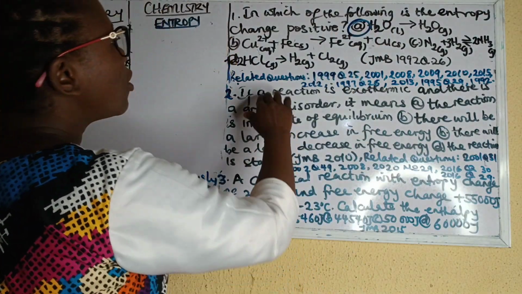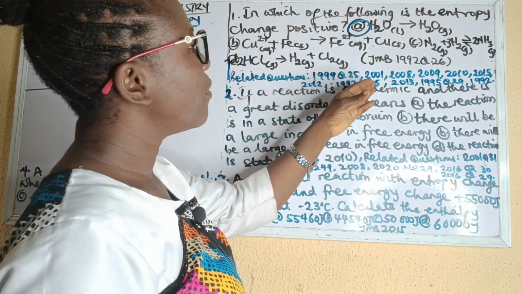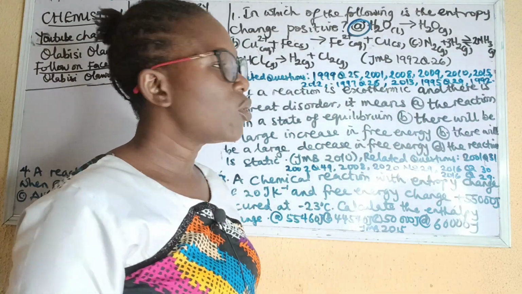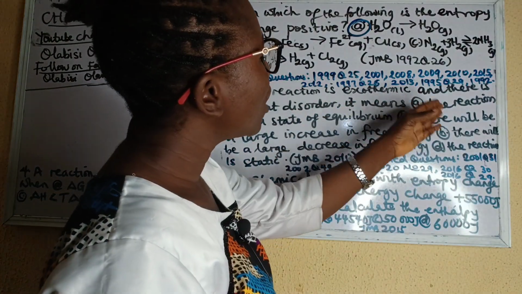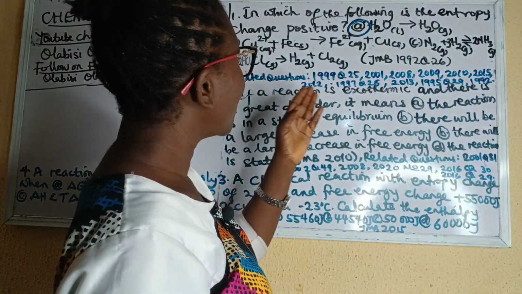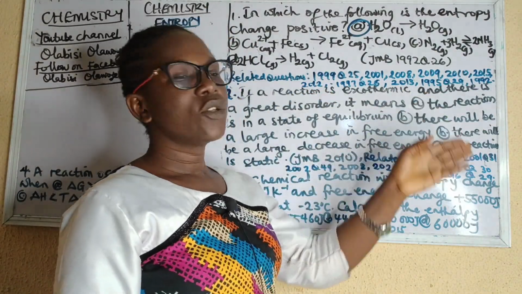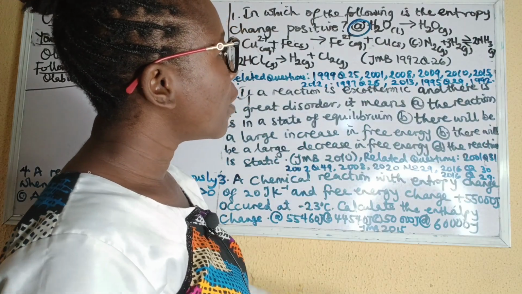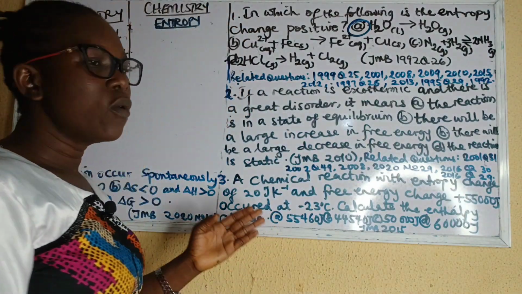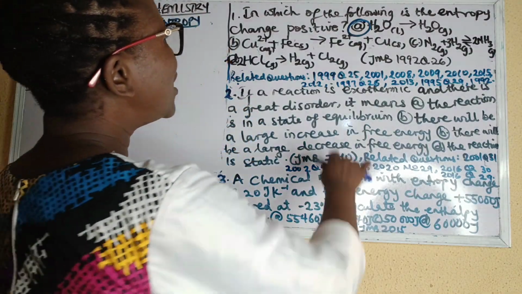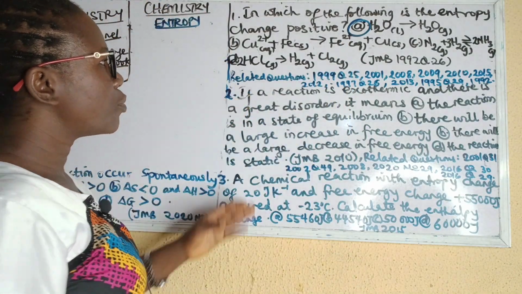Now we have related questions here: 1999 question 25, 2001, 2008. You will see questions on entropy. We also have 2009, 2010, 2015, 2012, 1997 question 26, 2013. We also have 1995 and 1992. We can also get more questions on this aspect, which is the entropy.